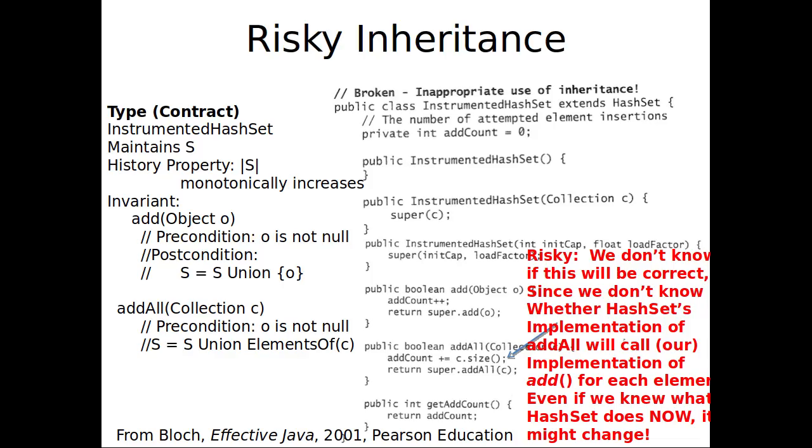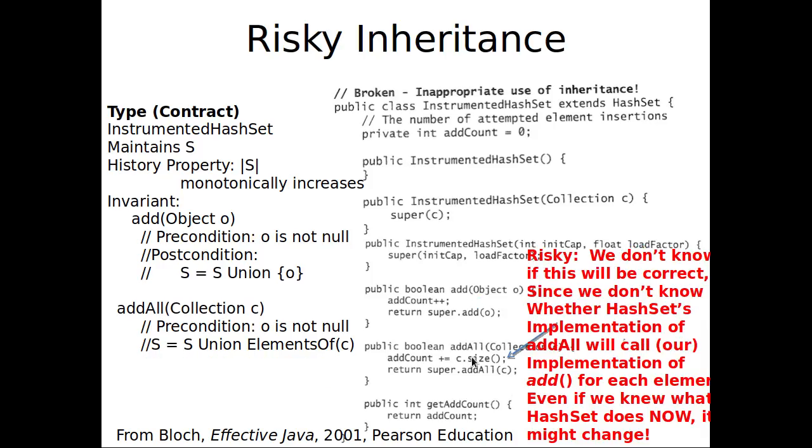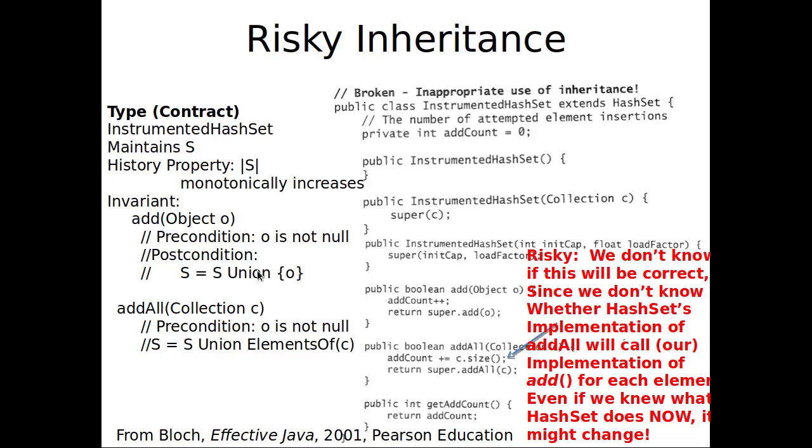So you'll recall, for example, add all here called off to, it might in the superclass call add. The superclass implementation of add all might call add, in which case it'll call our add, or it might not, in which case ours won't be called. And instead, we could have confidence in this approach that add all in the superclass will never call add.